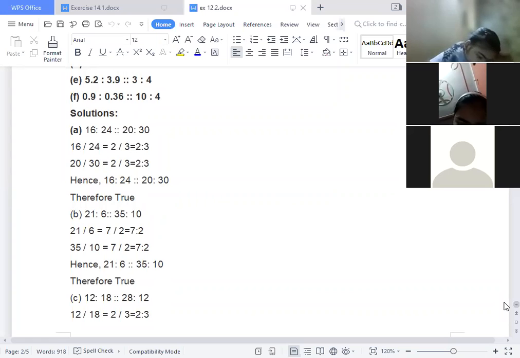Now 28 and 12. Ma'am, 28 and 12. Ma'am, in 7. How can it go in the table of 7? Just think of it. In which table will both the numbers go? 28 and 12.